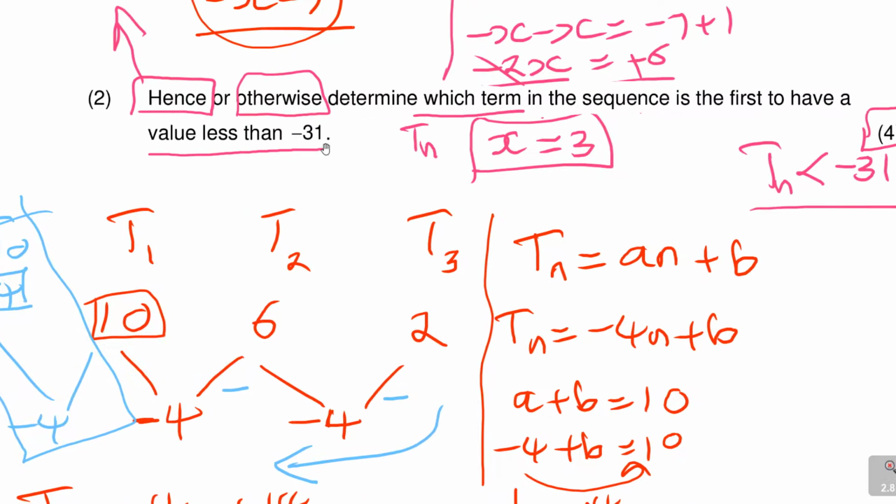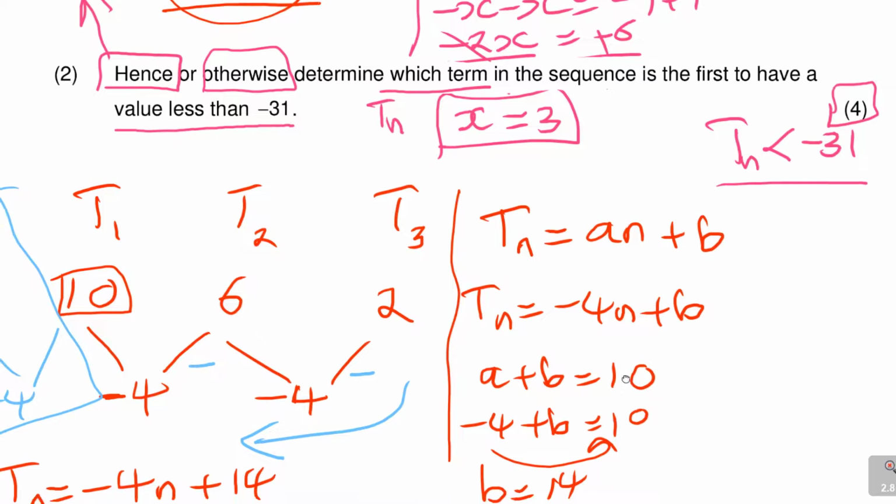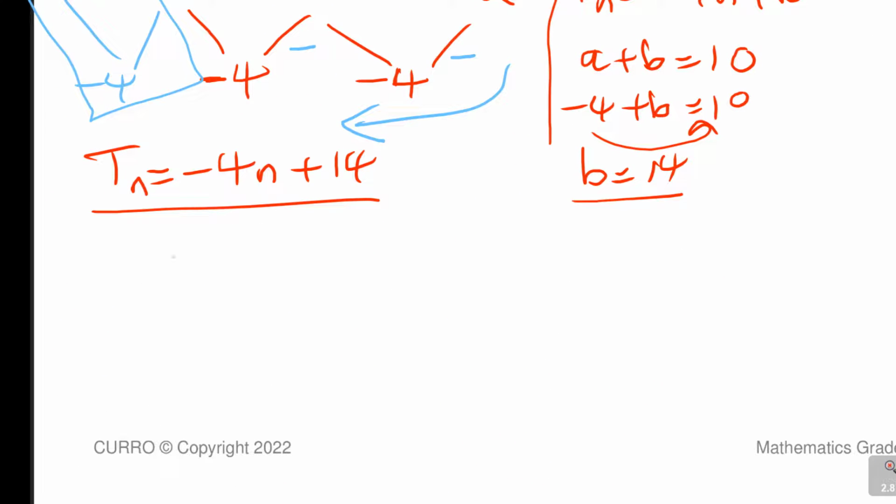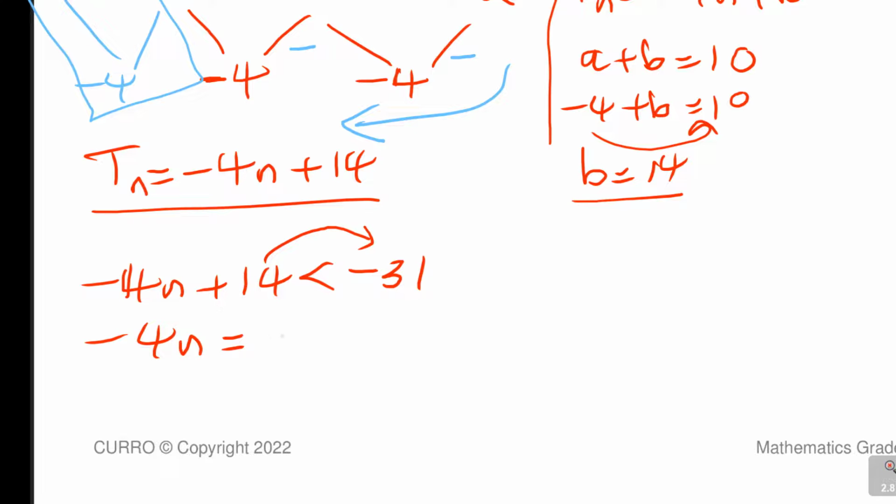But now the question was, hence or otherwise determine which term in the sequence is the first to have a value less than negative 31. We said here Tn must be less than negative 31. So you write here to say that this minus 4n plus 14 is less than negative 31. We are looking for n. Then take this to the other side, which is minus 4n is equal to negative 31 minus 14. So minus 4n is equal to minus 45.